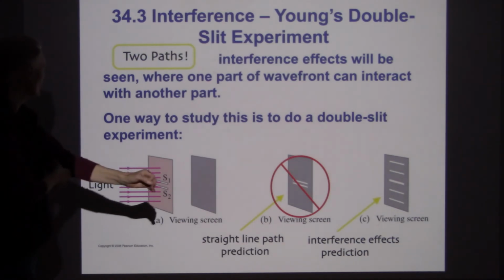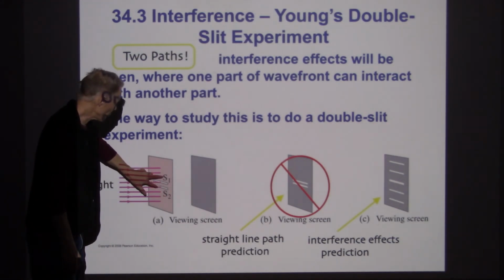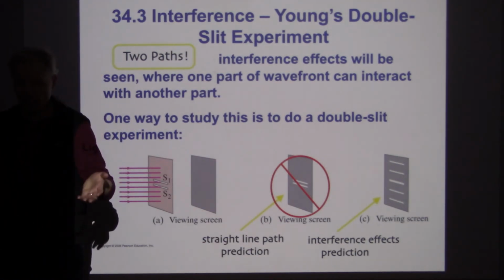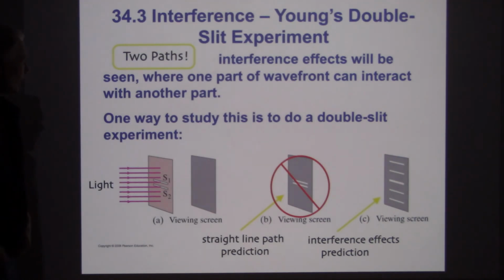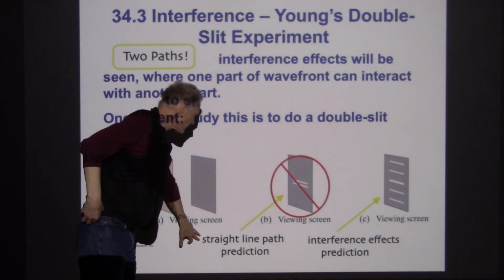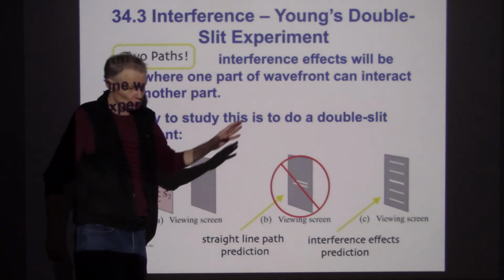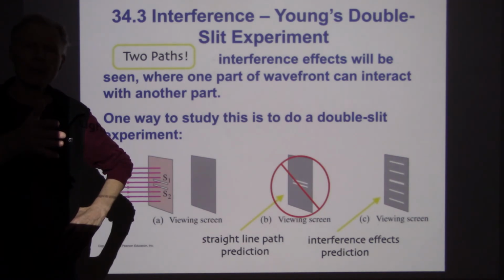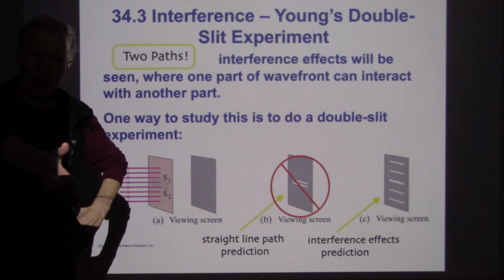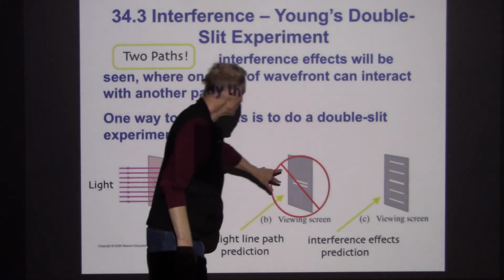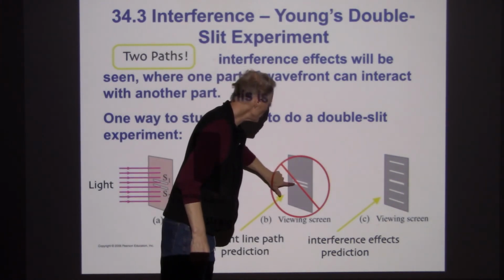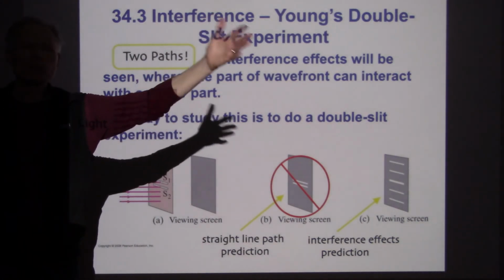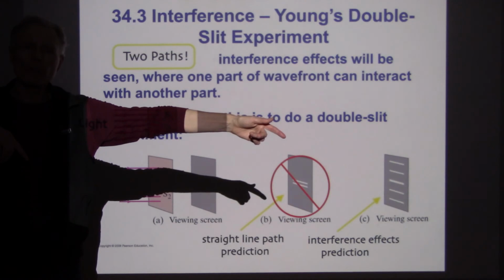So what we're going to do is this. We're going to say that the light's coming through these 2 slits, and then here is a viewing screen. Now there's a couple of possible outcomes of what could happen. First of all, there is the straight line path prediction, which is wrong. The straight line path prediction says, look, wherever light gets through the barrier, it's going to keep traveling in a straight path. And that says that when we look at the viewing screen, there's going to be 2 bright regions that represent the slits.